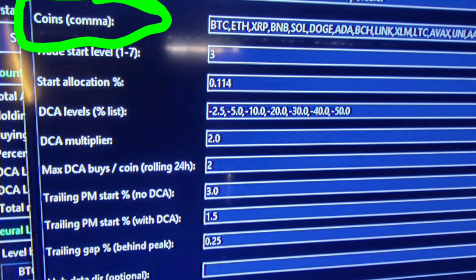All right, so let's go over the settings for this trading bot. First off, we got the list of coins. This is just a comma-separated list of the coin symbols for the coins that you want to trade. You just type the symbol, then a comma, and then type the symbol of the next coin that you want to do. No space after the comma, just a comma. That's it. That's how you choose which coins you want to trade.